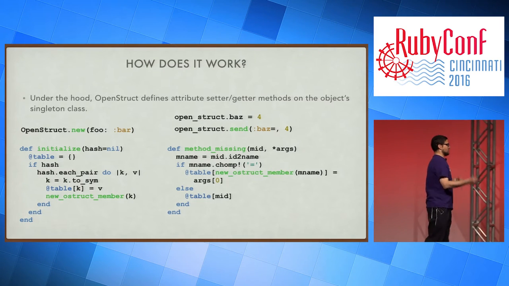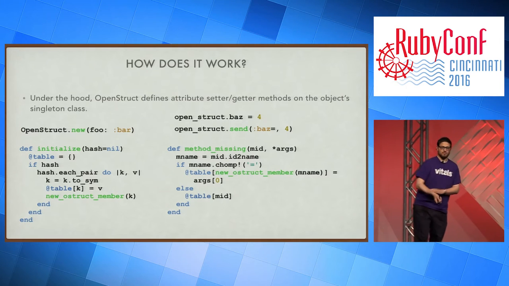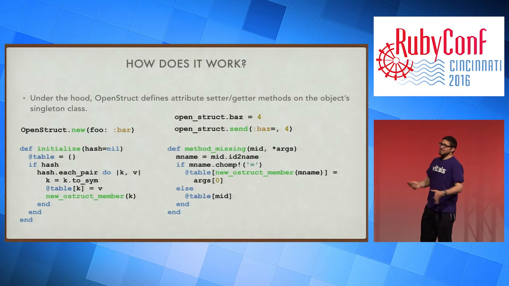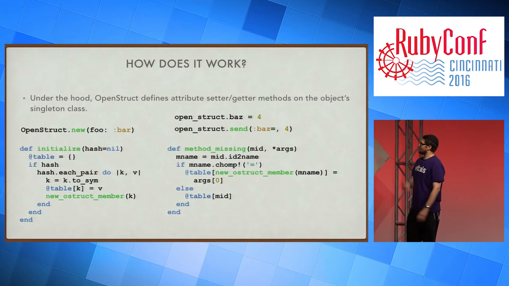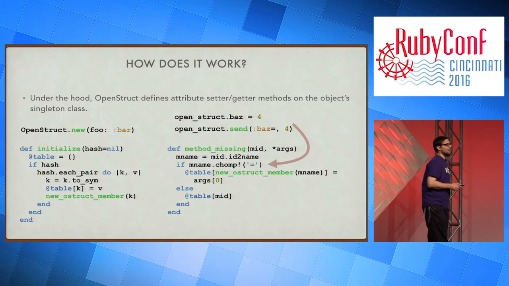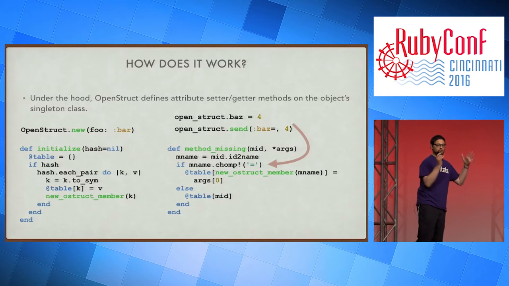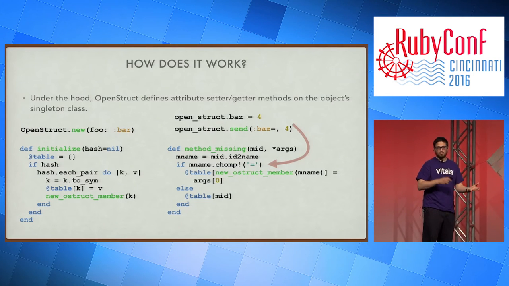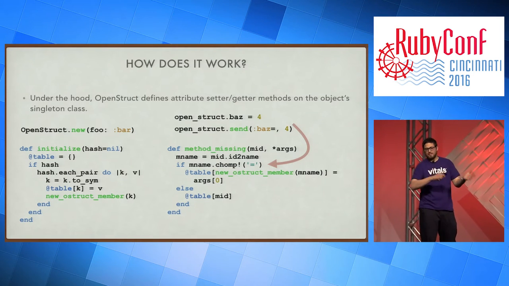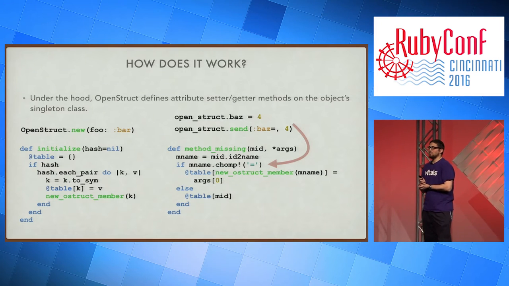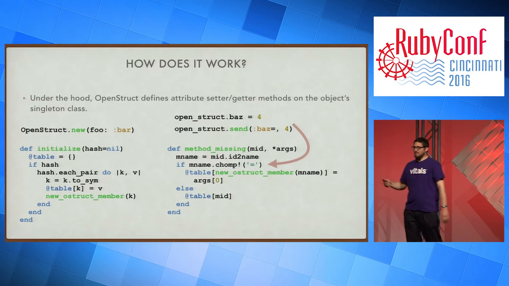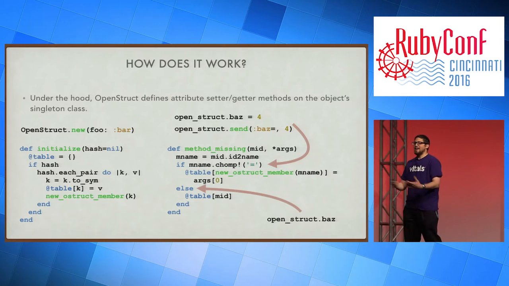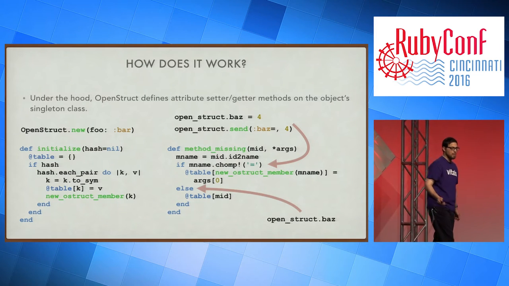The first thing it's going to do is convert that baz= to a string. We're going to say, OK, what is the nature of this method? It's going to be either a setter or a getter. If it's a setter, like we have right here, we chop off that last character, which is an equal sign. We're left with just baz. And then we call new_ostruct_member on baz. We get back the symbol baz. And then we're going to set baz to 4 inside of our @table, inside of our internal hash. The other option is that it's a getter, like .baz. So all we do is pull the value for baz out of our internal table.